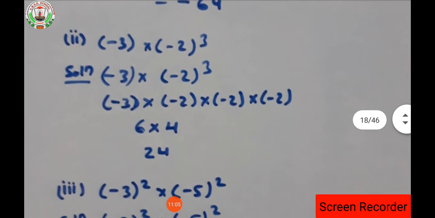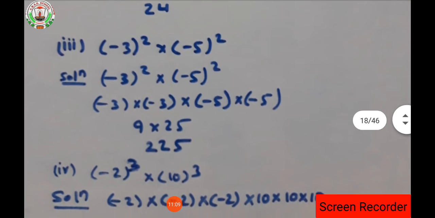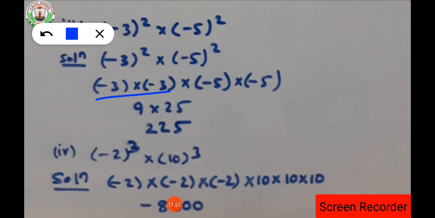As you know, that plus sign in front of the number we are not writing, isn't it? Now the third, minus 3 to the power 2 into minus 5 to the power 2. Here minus and minus will become plus, so it will be plus 9. Again minus and minus will become plus, so it will be plus 25. So plus and plus will again be plus over here. So 9 into 25 will be 225, plus 225.